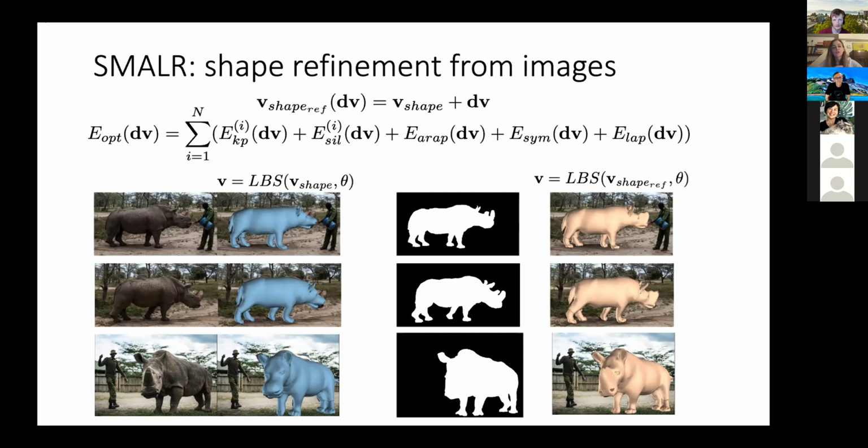And this model-free optimization needs to be constrained. So we use as-rigid-as-possible regularization and Laplacian smoothing as regularizers. And we also make the assumption that the body of the animal is symmetric. So if the silhouette actually contains the shape detail that we are missing, the horn in this case, then with this optimization, we can improve the mesh reconstruction.